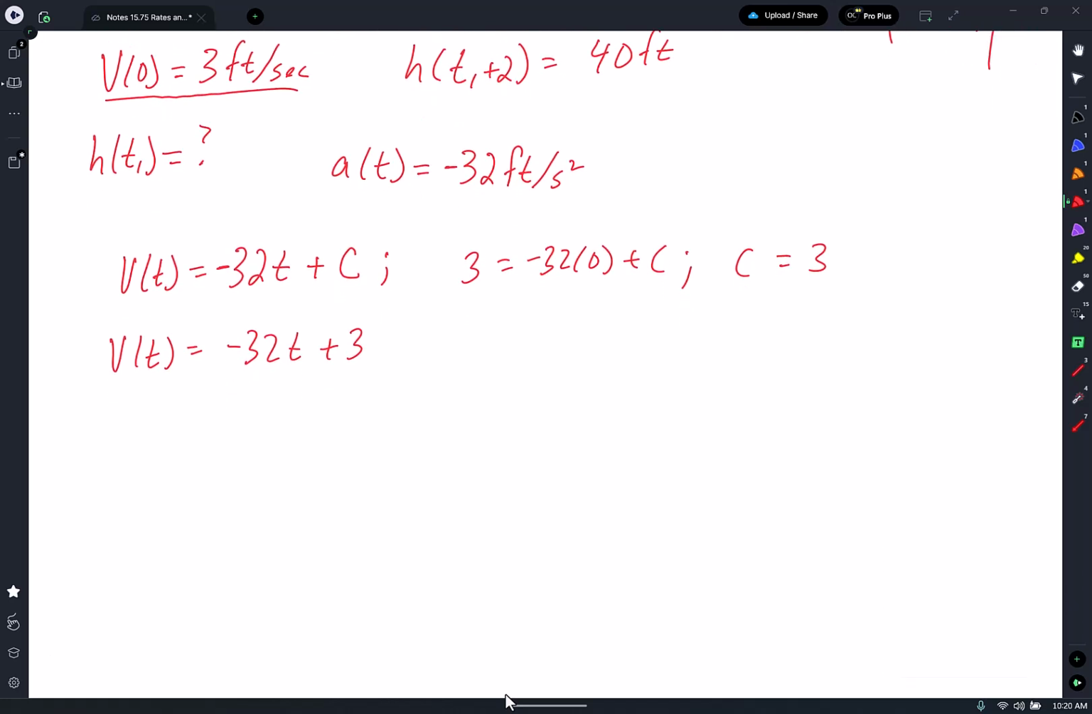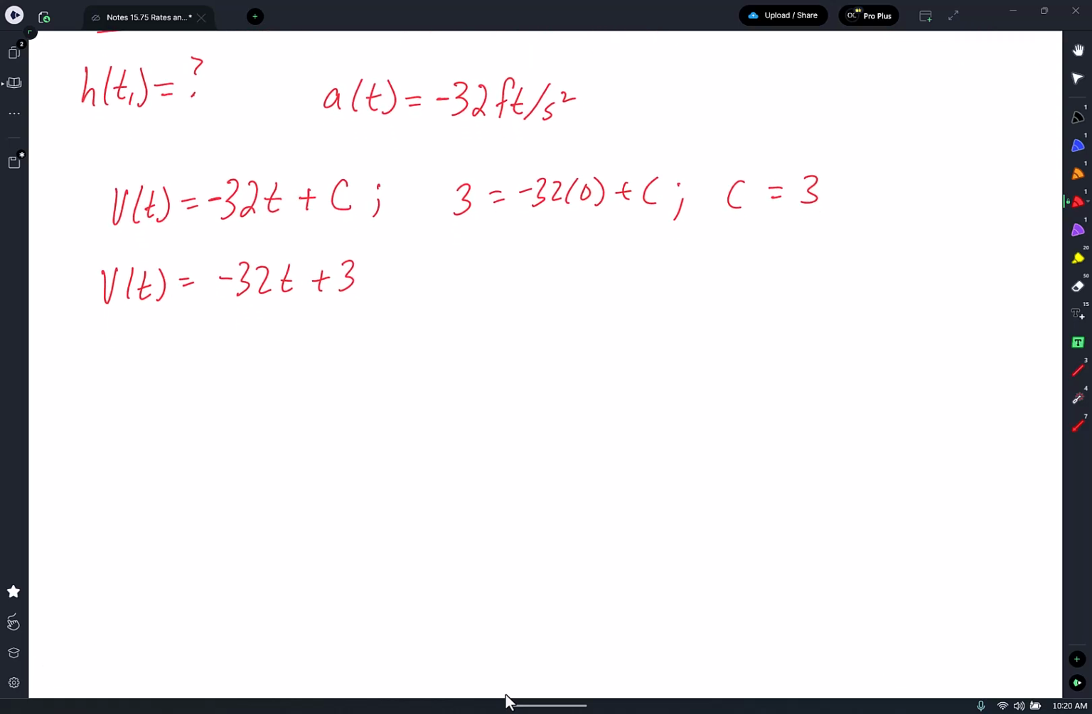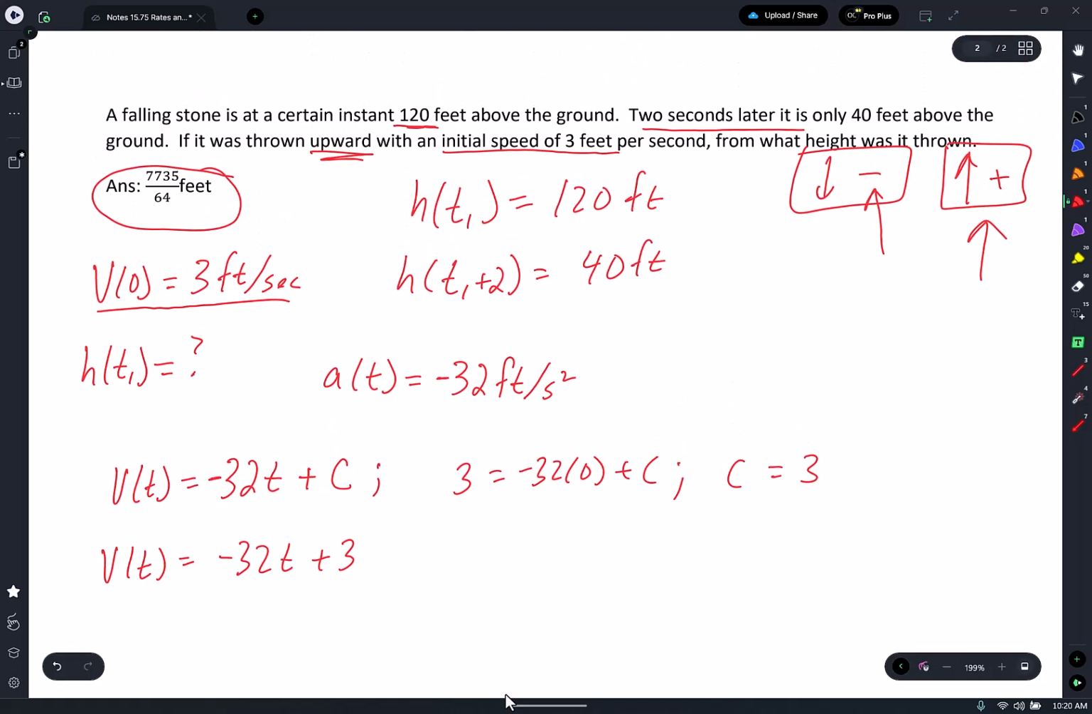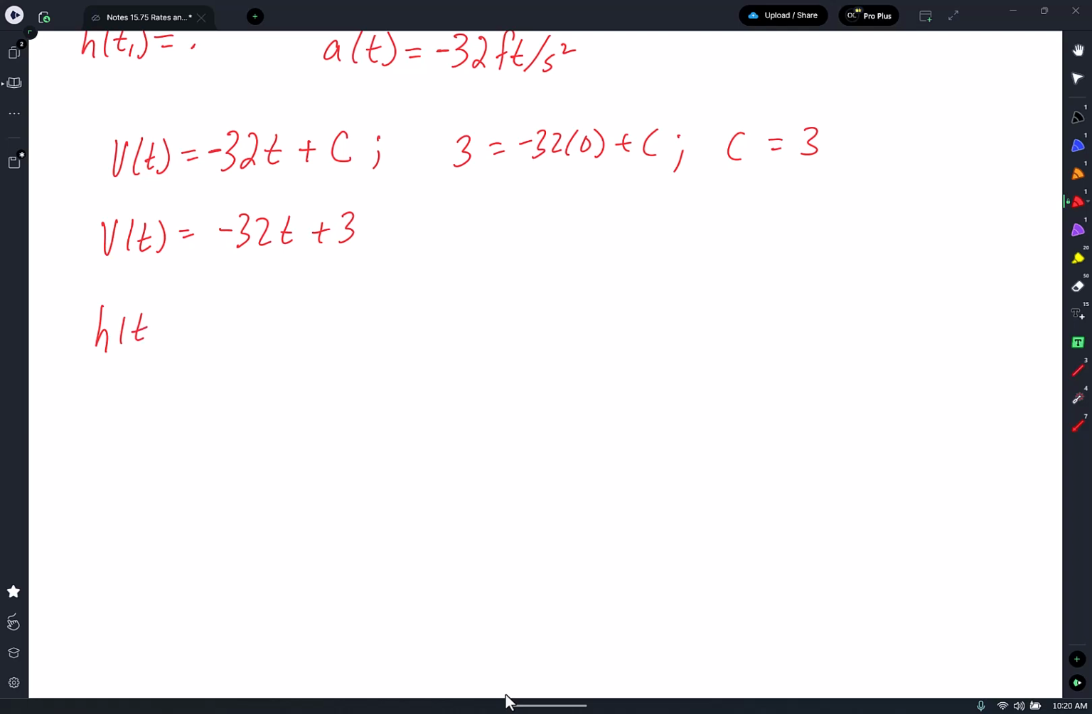Now I'm going to do the antiderivative of that, because I want my position. Because I want to know from what height it was thrown. Do you know what I mean? All right, so here we go. I'm going to write h of t equals, what's the antiderivative of negative 32t? What's the antiderivative of 3? 3t plus c. Are we okay? Yeah, it's going to be quadratic.